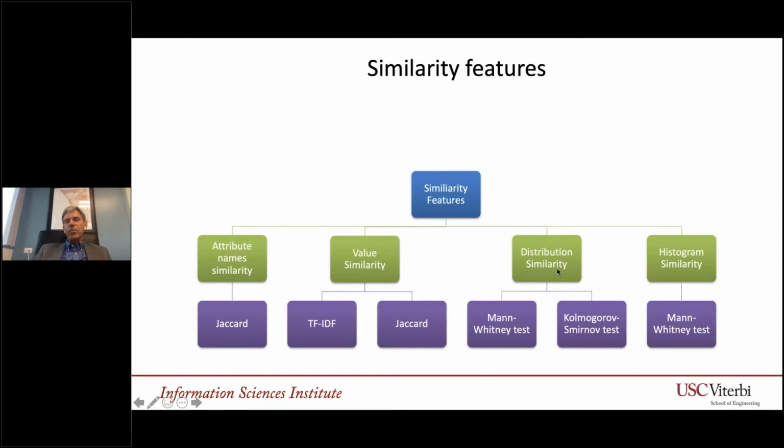And then over here we have distribution similarity. When it gets to numeric data, we found that it's very useful to use statistical tests. And so we can use both the Mann-Whitney test and the KS test. These are both statistical tests that say how similar some set of attributes are. And then finally, we have the histogram similarity, where again we can use the Mann-Whitney technique to compare histograms.